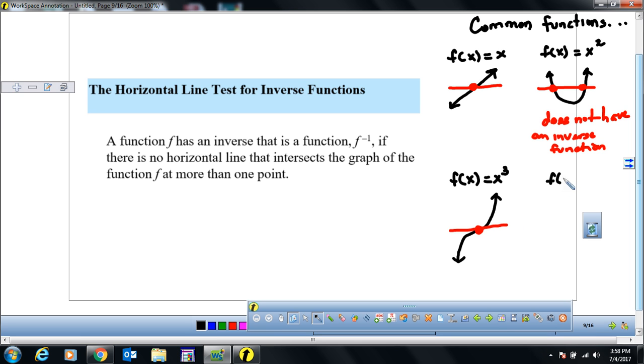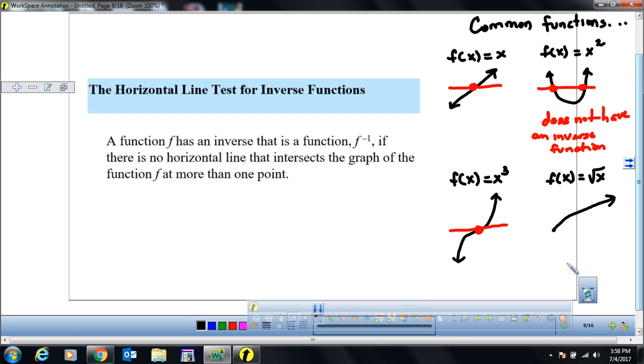Now, if we look at this one that we also covered, square root of x, does that represent a function that has an inverse? Remember, what is the shape of the square root of x? Like the eyebrow shape, right? So if I do a horizontal line on it, it is intersected only once. It doesn't matter where it's drawn, so that means that this function has an inverse function.